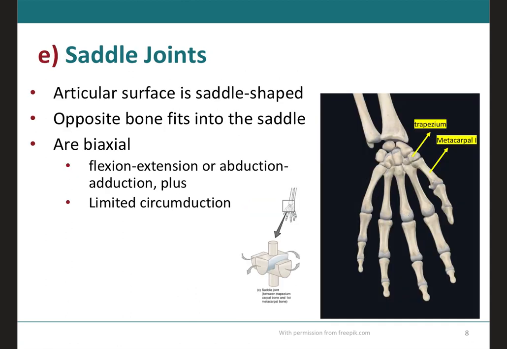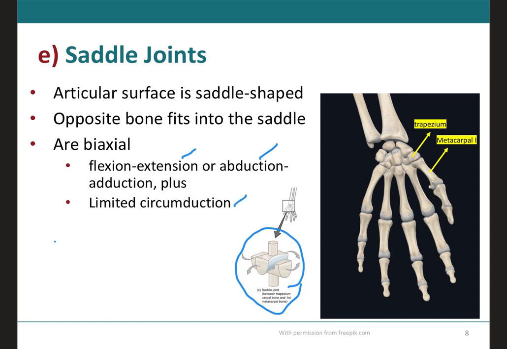A saddle joint looks just like a horse's saddle with a rider on top, and that's why it's called a saddle joint. And it's the one that's represented here on this figure. And the movement of a saddle joint is going to be the same as the movements observed in the condylar or ellipsoidal joint. Therefore, it will perform either flexion and extension or abduction and adduction in addition to circumduction.